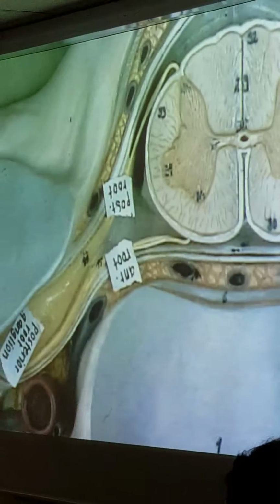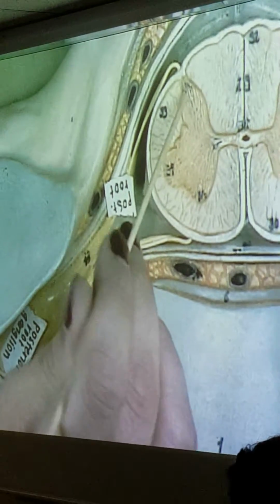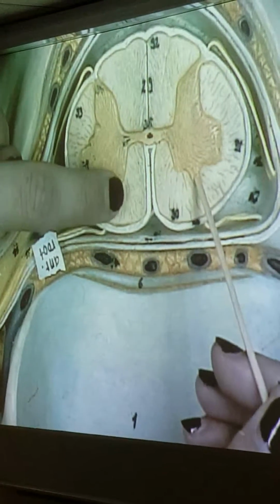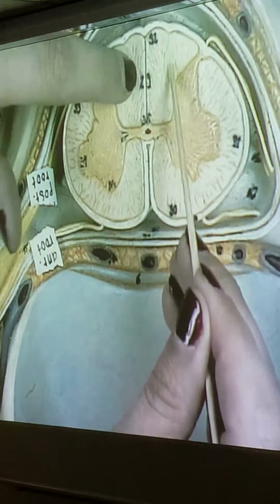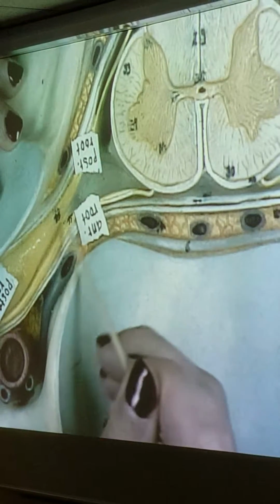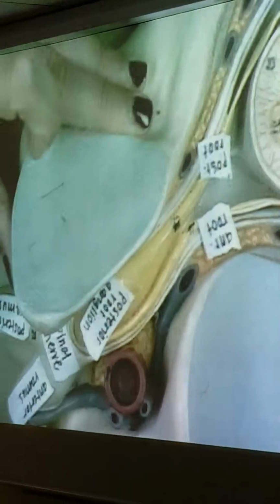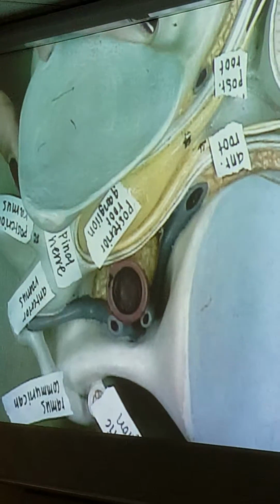And then if I follow this out, I can see the posterior root ganglion leads me into the posterior horn here. Lateral horn and anterior horns. Anterior funiculi, lateral funiculi, posterior funiculi. Anterior root labeled properly, posterior root. Posterior root ganglion, spinal nerve again labeled properly.